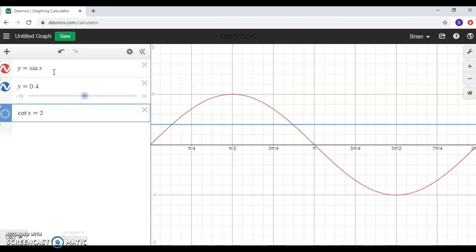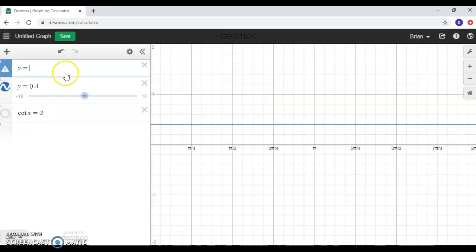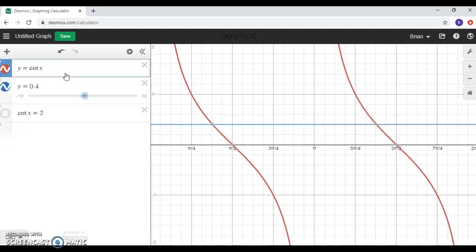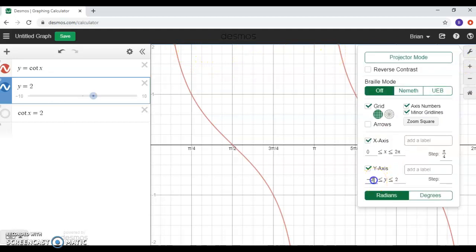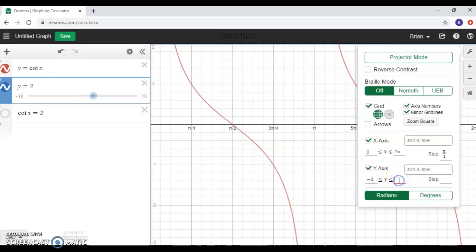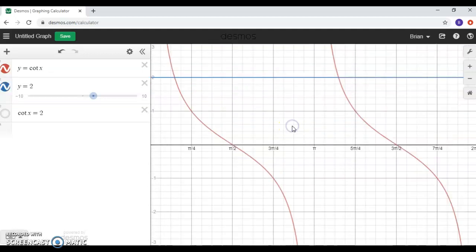So again, I'm going to go to y in my box 1 and go y equals, and my left side is cotangent of x. Cool. And my right side is 2, so I'm going to change that second box to 2. And now I've got to change my window because it's a little bit outside. It's hovering up here at the top. So instead of going -2 to 2 for my y-axis, I'm going to go -3 to 3. And now I should be able to see my solution.